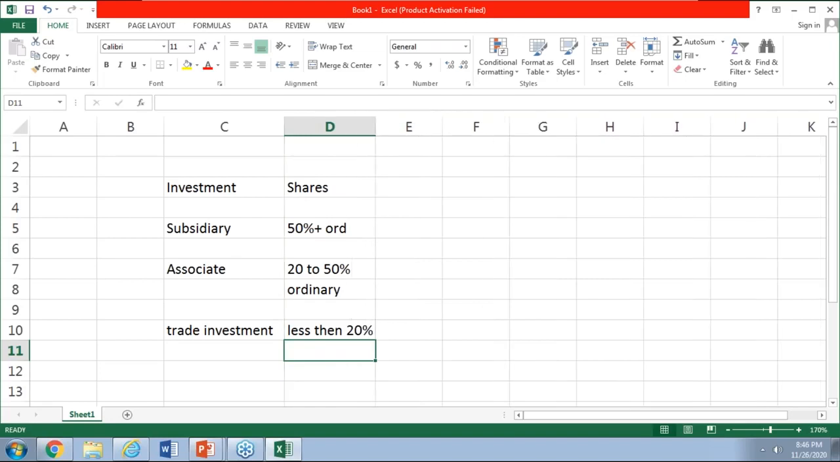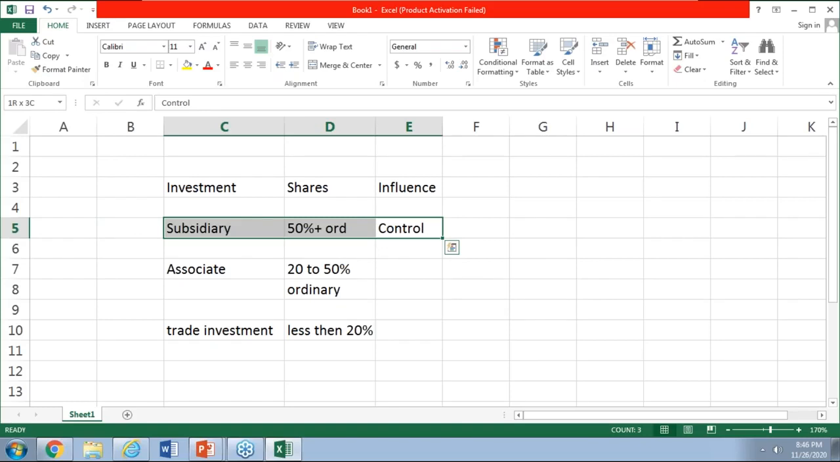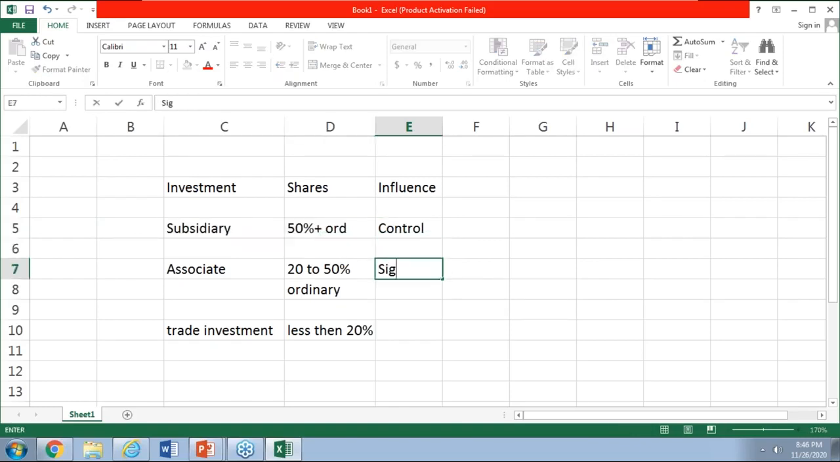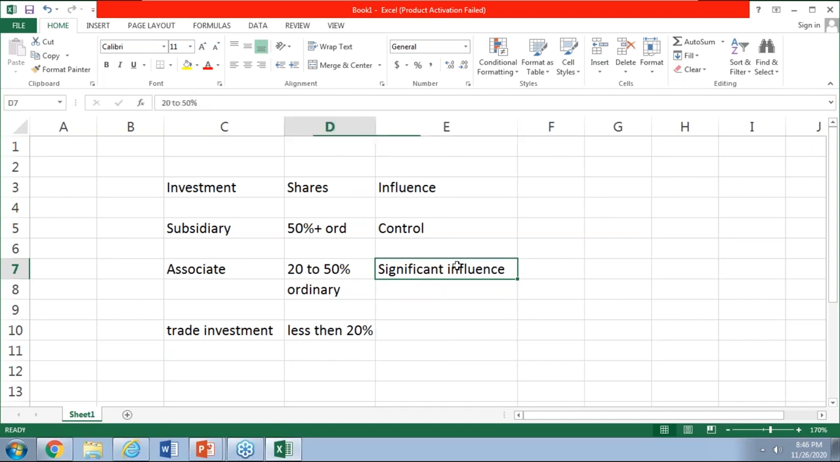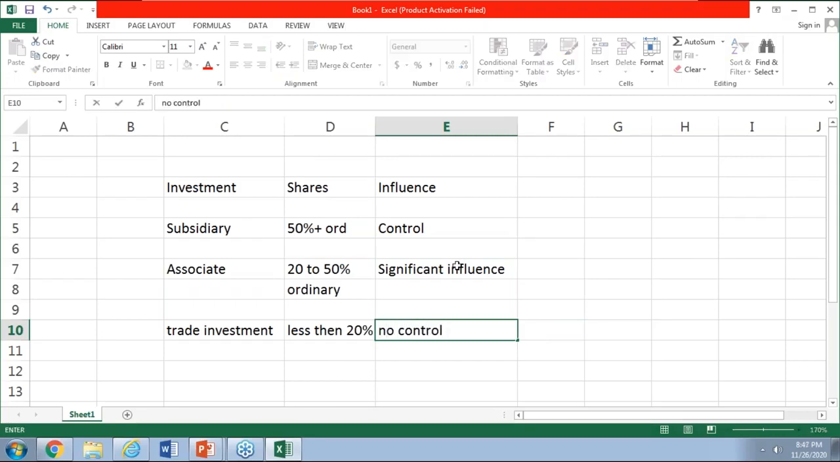But remember this point, the percentage is not important. The important thing is the influence. So if you have got the control, then it will be your subsidiary, irrespective of the percentage. If you have got a significant influence, then it is an associate company, irrespective of the percentage. And if you have got a trade investment, that means no control, no influence. That means you cannot even participate in the decision-making process.